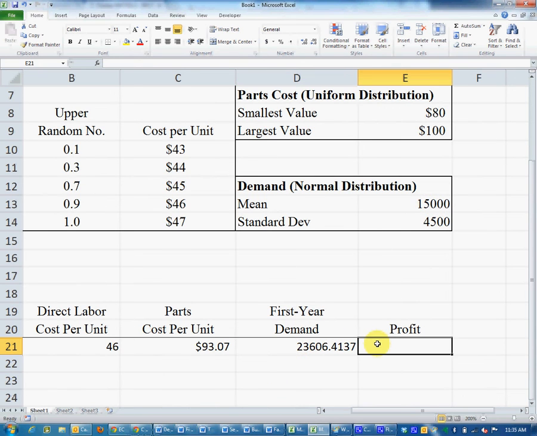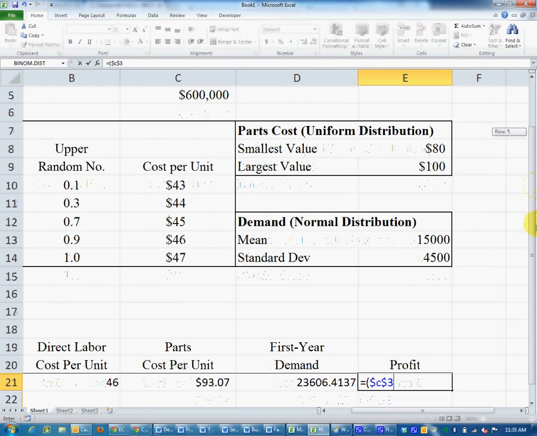Okay, profit. So now we're going to do our profit equation. This seems to throw everybody off a little bit. This should actually be the easy one. There's about 10 different ways you could enter this in and it'll work just as well. So just because I do it a certain way doesn't mean it can't be done other ways. So we're going to go equal sign open parenthesis, $C$3. And what is C3?